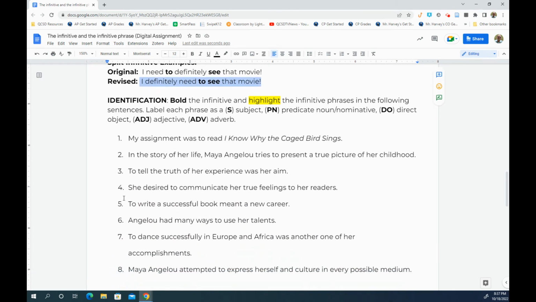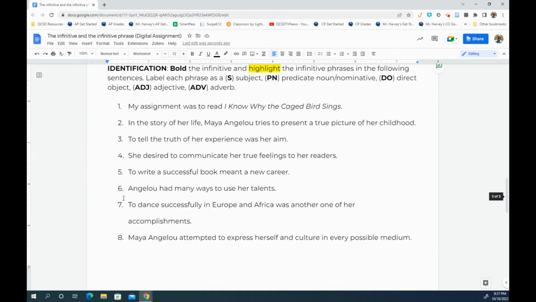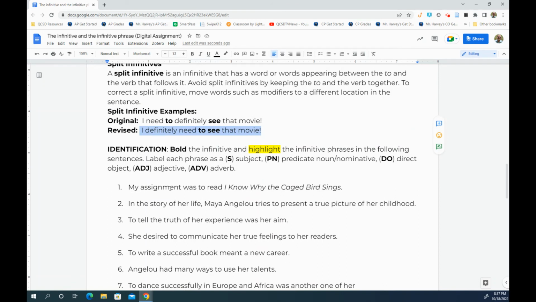So what do you have to do in your assignment today? There's only 10 of them, so we're cutting it down. All you got to do is bold the infinitive, so to plus the verb there, and then highlight the infinitive phrase. So in this first example, to read I Know Why the Cage Bird Sings is the whole phrase. That's a book by Maya Angelou.